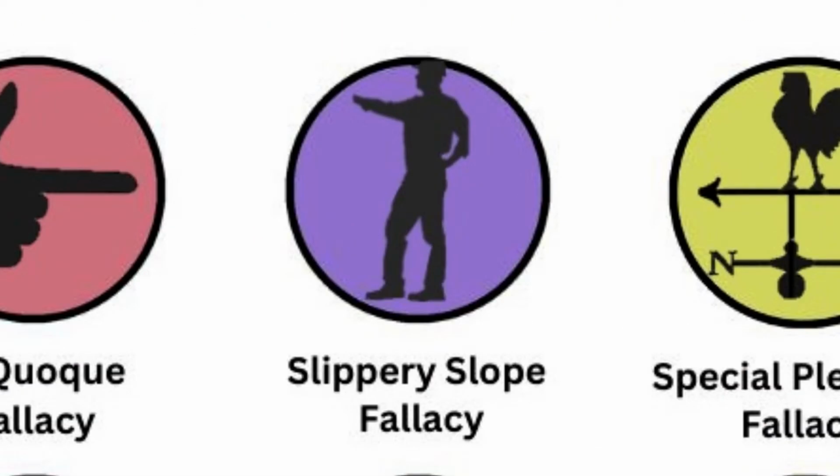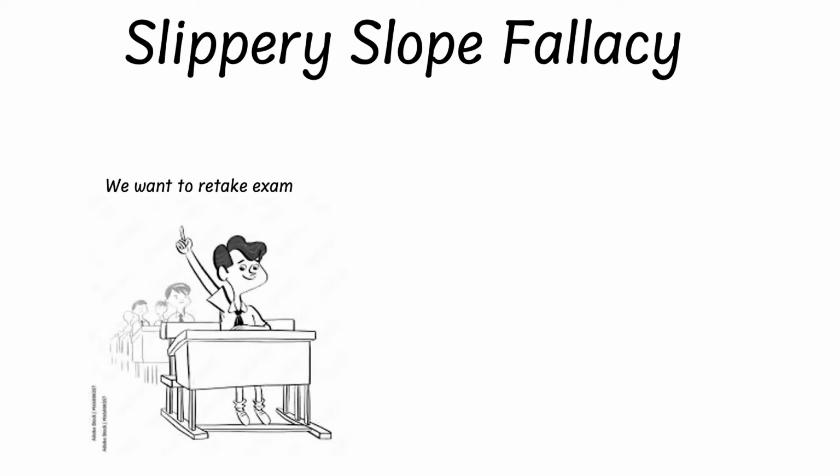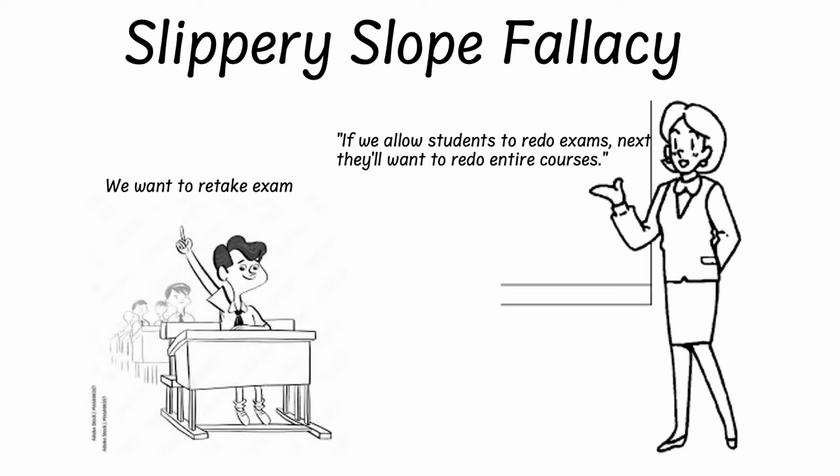Slippery slope fallacy. This fallacy argues that a specific action will inevitably lead to a chain of related and typically negative events without providing evidence to support this progression. It suggests that one step will lead to a cascade of outcomes.